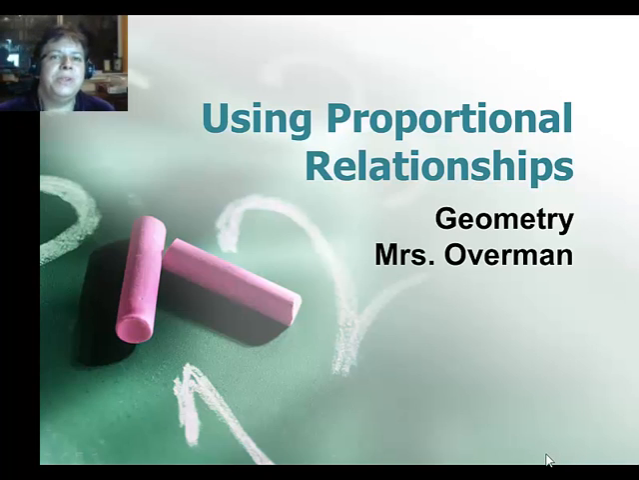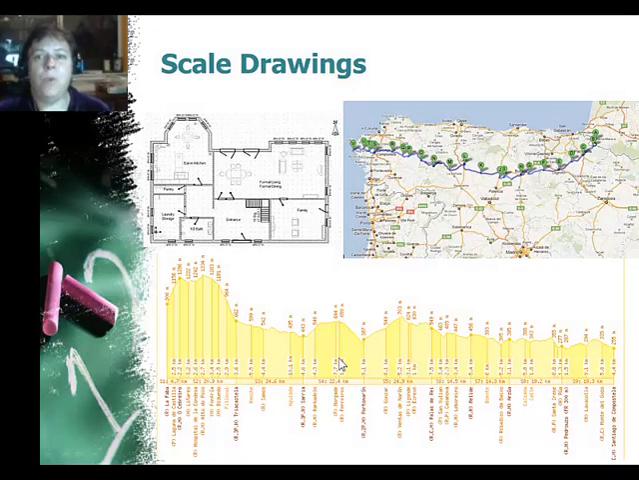Now we're going to look at using proportional relationships for real-world applications that involve geometry. One of the real-world applications that uses a lot of geometry is scale drawings. You can see a floor plan for a house, and the floor plan had better look similar to what you get when you build the house, otherwise there's a problem.